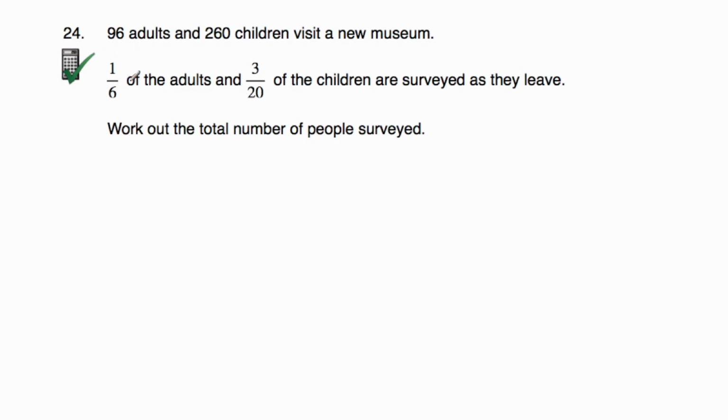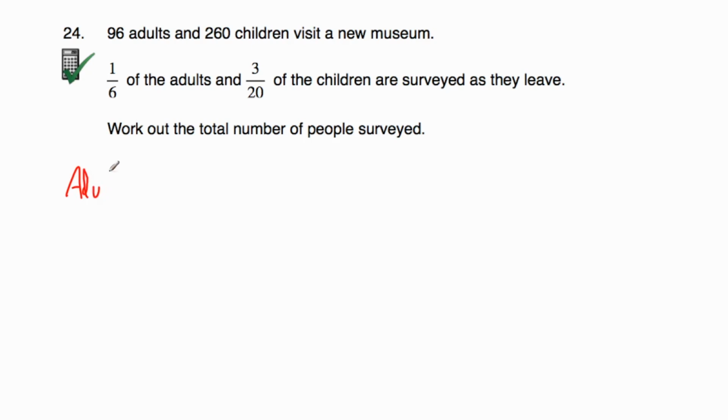So question number 24 says 96 adults and 260 children visited a new museum. A sixth of the adults and 3/20 of the children are surveyed as they leave. Work out the total number of people surveyed. So in this question, what we need to do is work out how many adults were surveyed, work out how many children were surveyed, and then add them together, and that's the total number of people surveyed.